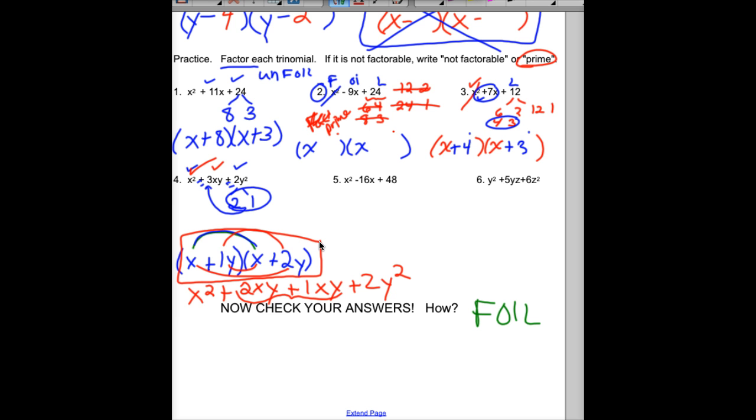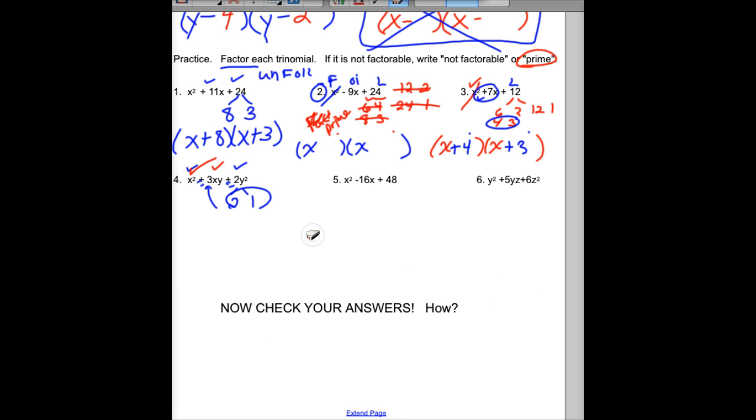Do you have to check all of them? Not necessarily. But if you're not sure, when you actually ask me if your answer is right, I actually FOIL what you got. So I would suggest you check ones you're not 100% sure about.